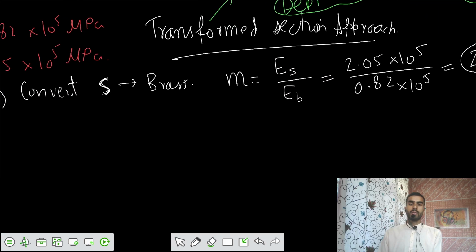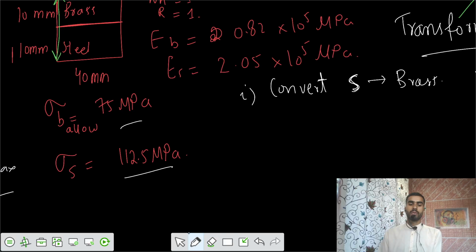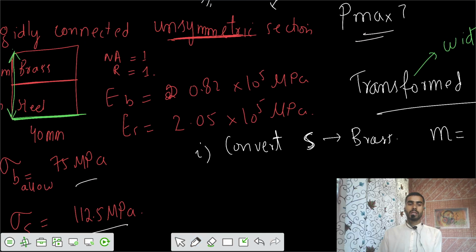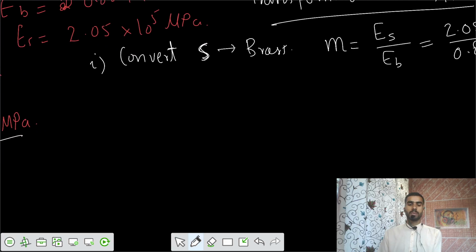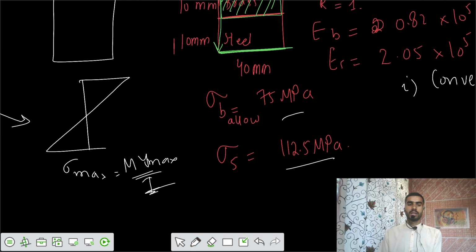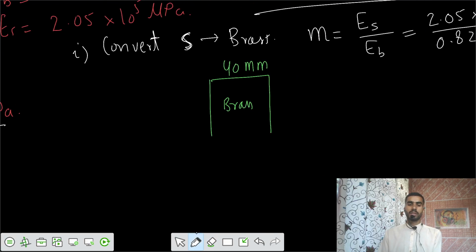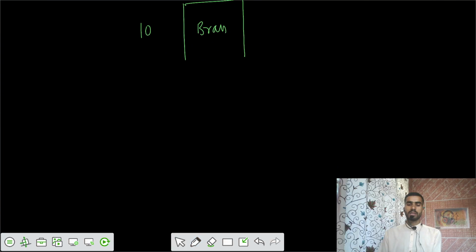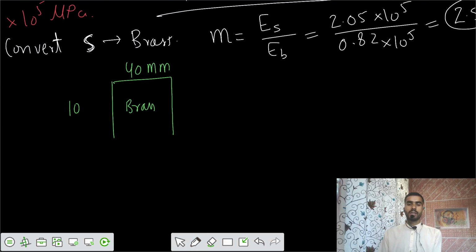If the width of steel was initially 40 mm and you are converting steel into brass, the brass part remains as it is, 40 mm. The depth also remains the same, 10 and 10. The next one is also 10. But you have to change the width of the steel part.